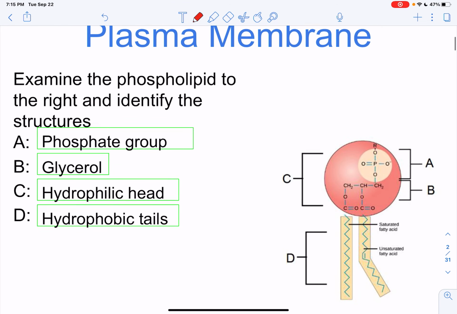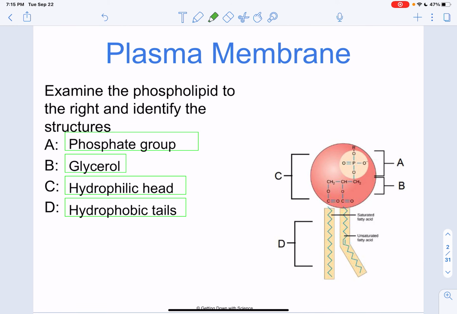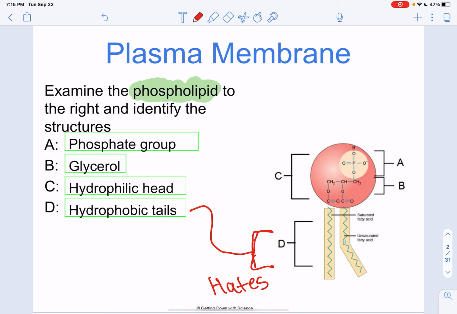So let's begin. The basic building block of a plasma membrane, the bricks that make this thing work, are the phospholipids. Throwback to macromolecules. Phospholipids have two really cool features. One, it has a hydrophobic tail, which means it hates water. And then it's going to have a hydrophilic head, which loves water.